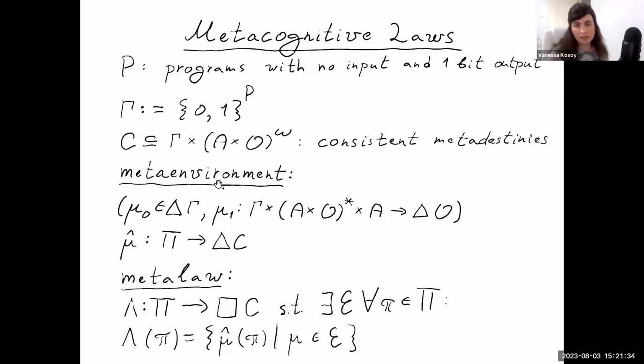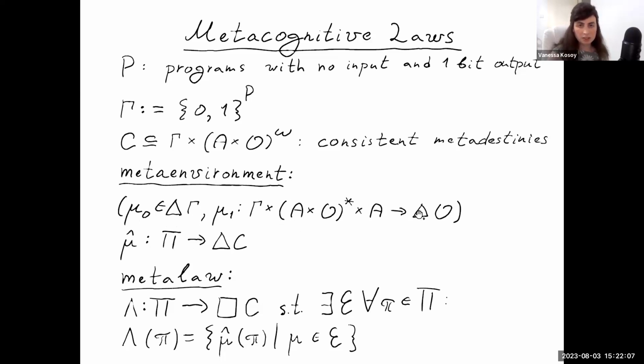Now we have this meta-environment. So what's a meta-environment? A meta-environment is a pair: mu0, which is a distribution over Gamma. This could be a Bayesian uncertainty about computations. And mu1 is a mapping from Gamma times histories to probability distributions over observations. So in other words, mu1 is an environment parameterized by Gamma.